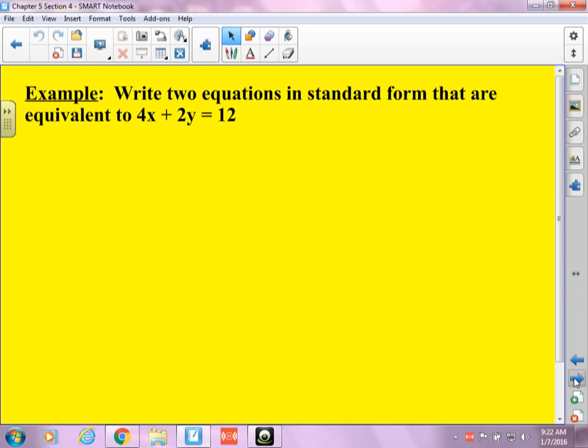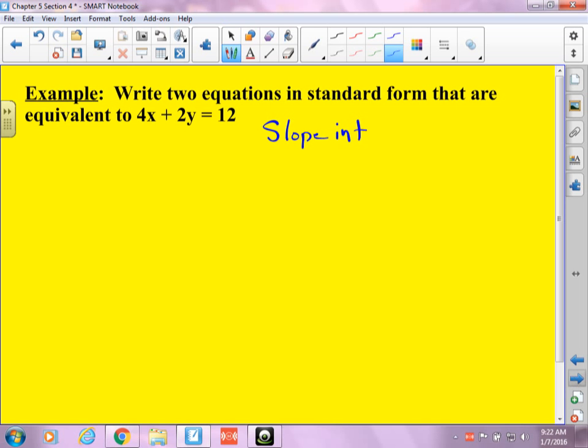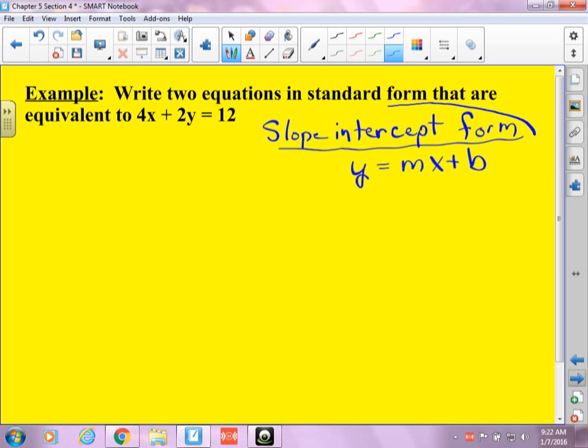Well, there's a couple of things we need to do first. First of all, we need to know what standard form is. If you remember from yesterday, we had slope-intercept form. And what was that? That's right, y equals mx plus b. Okay, that's slope-intercept form, and you need to know that. That should be like the back of your hand.